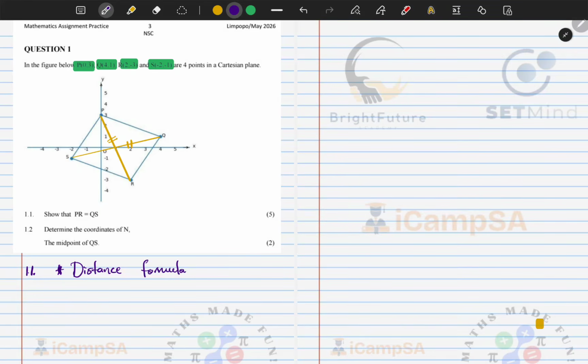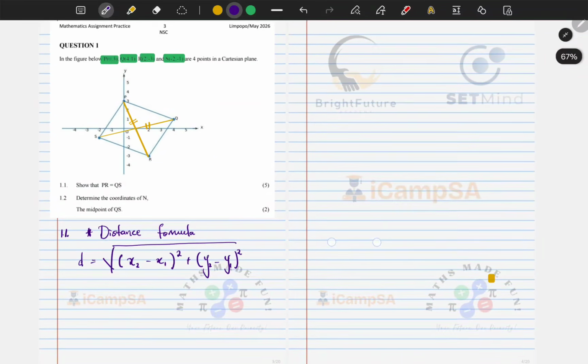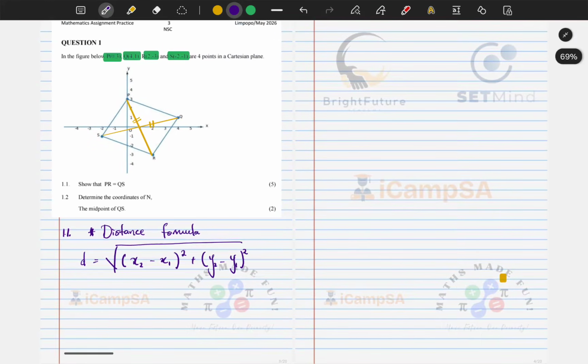Your distance formula is usually given by D is equal to the square root of x2 minus x1 squared plus y2 minus y1, all squared, right? It means that we need the coordinates of x1, x2, y1, y2, right? So how are we going to do that? We are going to use the coordinates that we have.